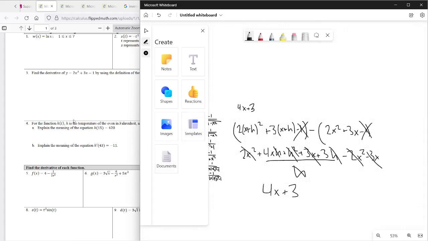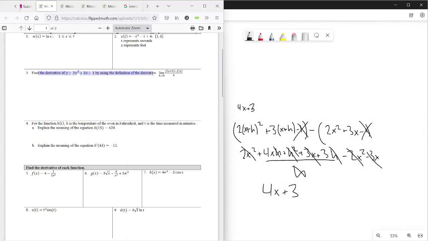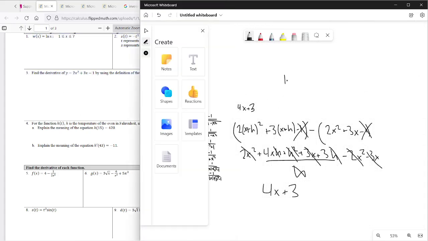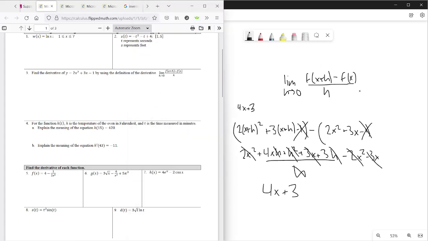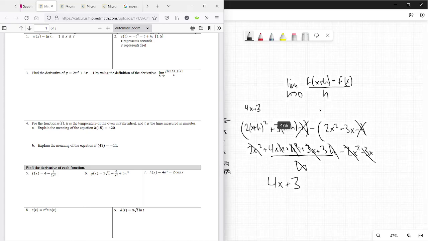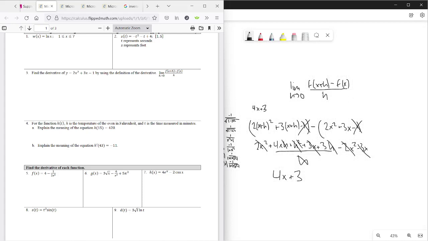Obviously, doing this was a lot faster, but it asks us to use the definition of the derivative. This is something that you should memorize: the limit as h approaches 0 of f of x plus h minus f of x over h. Just because you'll sometimes be given a derivative in this form, and it'll be a lot easier if you can just take the function out and solve it using power rule or some other derivative rule.